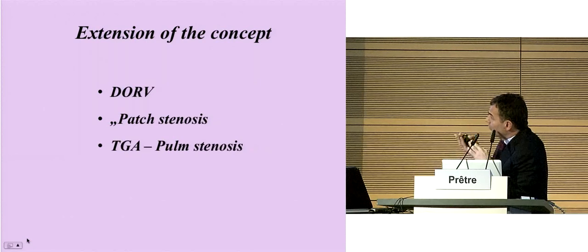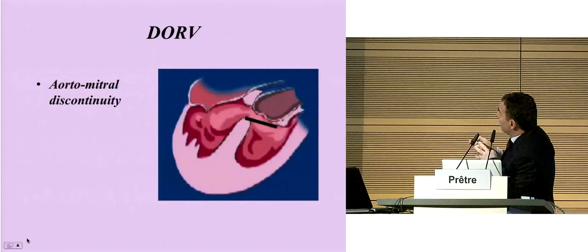As I said, the patch itself, if it's rigid, can cause a subaortic stenosis. And we will even go further down on a TGA and pulmonary stenosis, which is just a continuum between Fallot, DORV, and TGA. First, the DORV. We know that we no longer have a continuity between the mitral and the aortic valves. There is some tissue here which brings the aortic valve in the right ventricle. And if you just close your septum like that, you will end up with a stenosis.